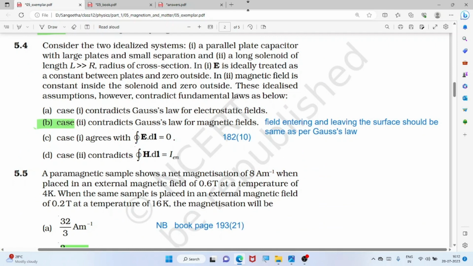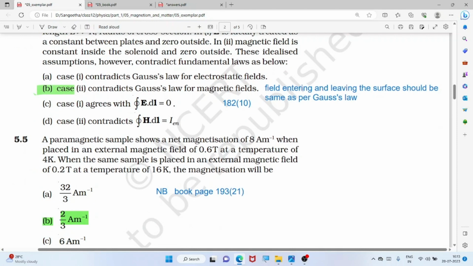Consider two idealized systems: a parallel plate capacitor with large plates and small separation, and a long solenoid of length greater than its radius. The electric field is ideally treated as constant between the plates and zero outside the capacitor plates. The magnetic field is constant inside the solenoid and zero outside. These idealized assumptions, however, contradict fundamental laws as below.